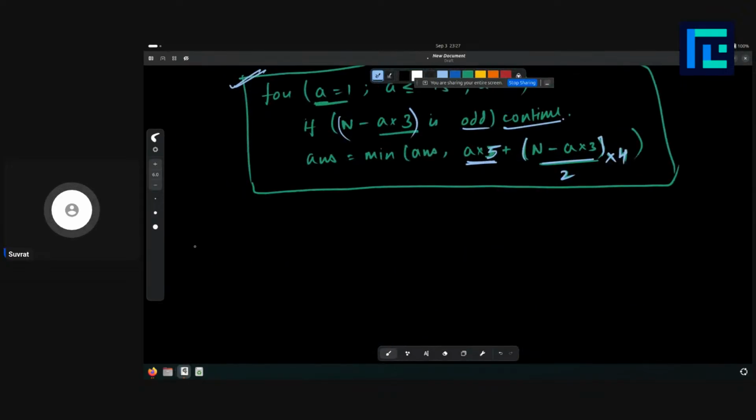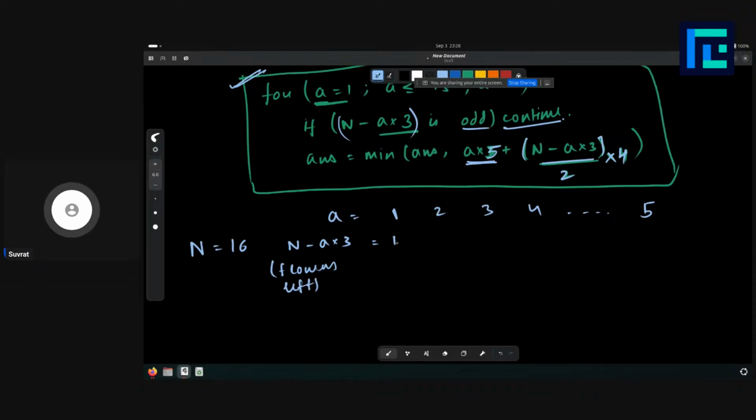We can take an example also. Let's take n is equal to 16. What this will do is check for a equal to 1, 2, 3, 4 till 16 by 3, which is 5. So when a is 1, we can just make another variable, n minus a into 3, which is flowers left.